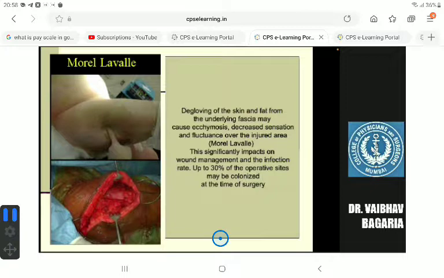This is how it looks, and it significantly impacts wound management and infection rate. Up to 30% of the operative sites in people who have a Morel-Lavallée lesion may be colonized at the time of surgery, and they are at very, very high risk for infection.